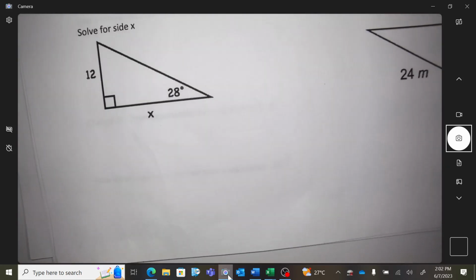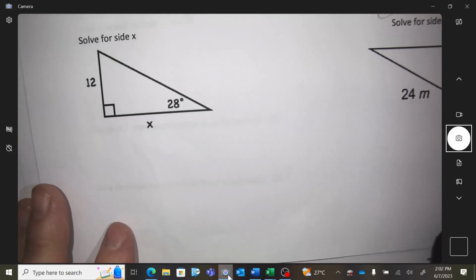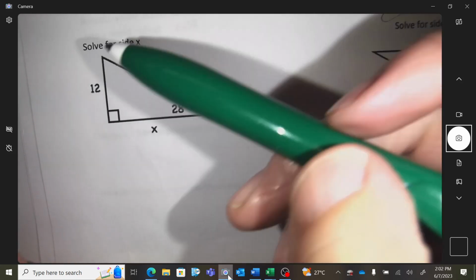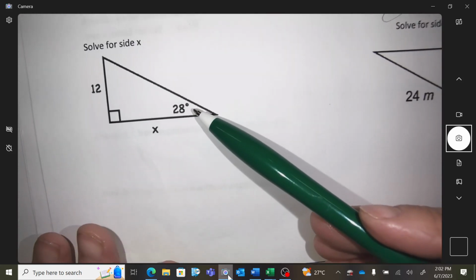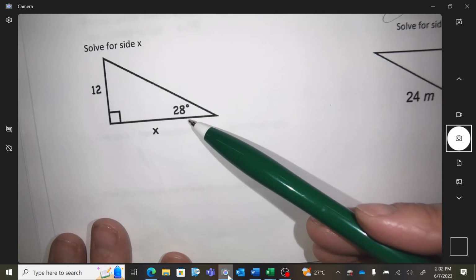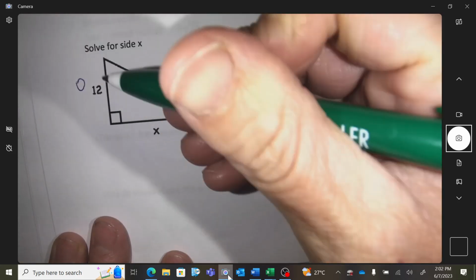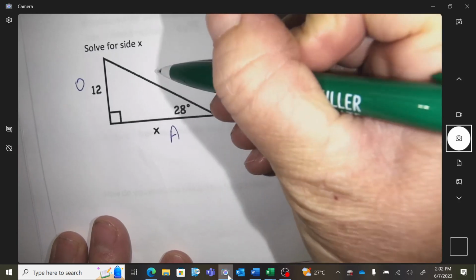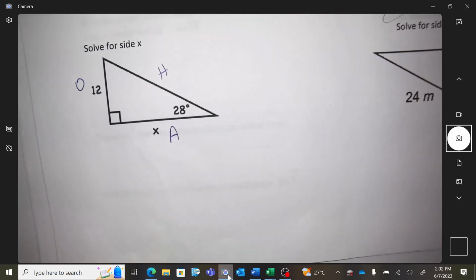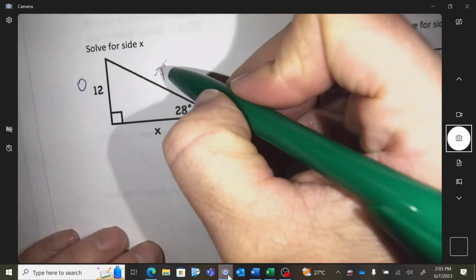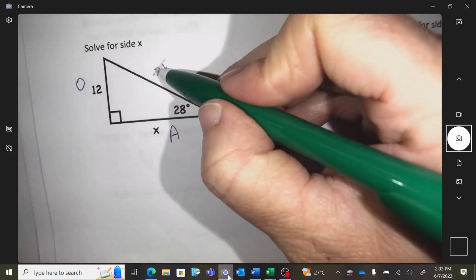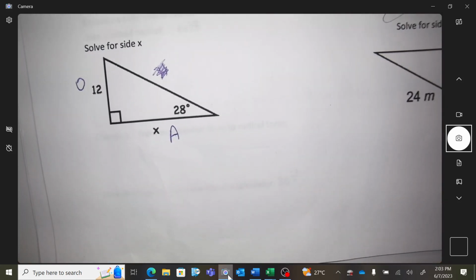Okay. Same idea. There's a 28 here, so which side is opposite of it? Which side is adjacent to it, and which side is a hypotenuse side? So you always have OAH. There is one on this that is irrelevant for me. Which one do I not care about? I don't care about the H. It's irrelevant for the question.